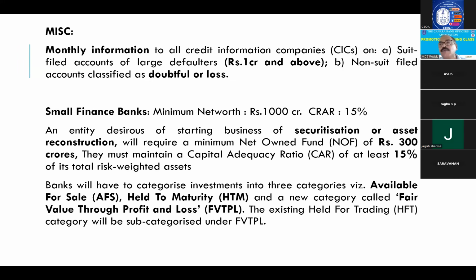Next, small finance banks. It's only 2 points here. Net worth, their net worth should be 1,000 crores. And capital adequacy ratio should be 15%. This is for small finance banks.